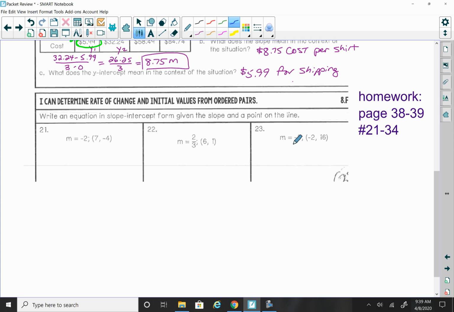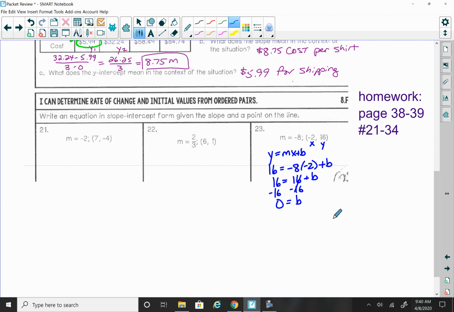So my m value, my slope, is negative 8, my x value is negative 2, and my y value is 16. Plug these into slope-intercept form. So we have 16 is equal to negative 8 times negative 2 plus b. Negative 8 times negative 2, a negative times a negative, is a positive 16. And then when I subtract 16 from both sides, I get a b value of 0. Could my y-intercept be 0? Of course, the line could go through the origin.